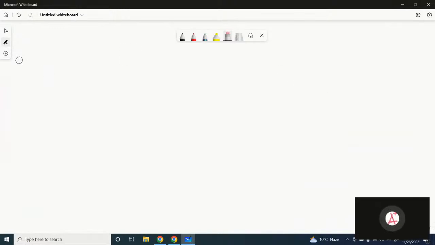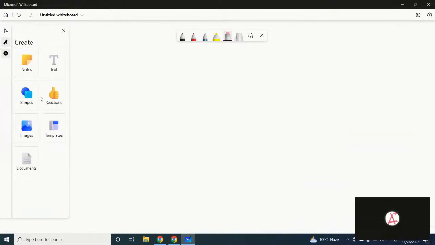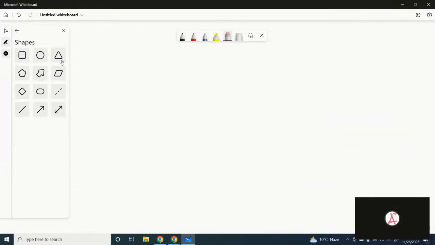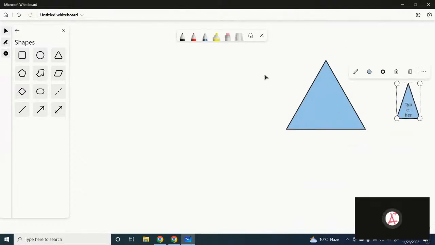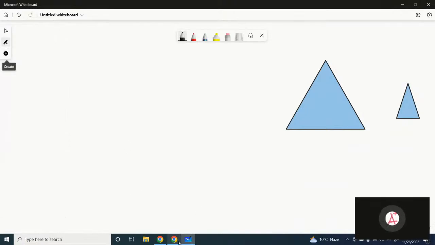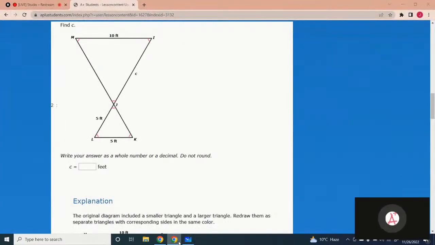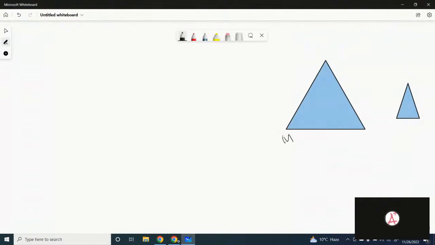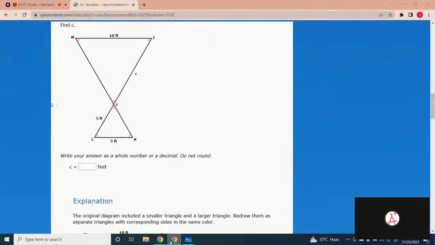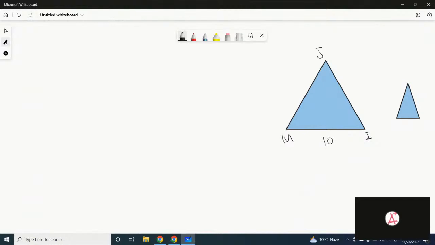Let me see, here we have shapes. I'm going to insert the shape from here. Shapes, triangle. Okay, that's the bigger one, and then the smaller one. Got it? Okay, so the bigger one has the name MIJ. This is M, this is I, and this is J. The measurement of MI is 10 feet, and here you have C. Got it?